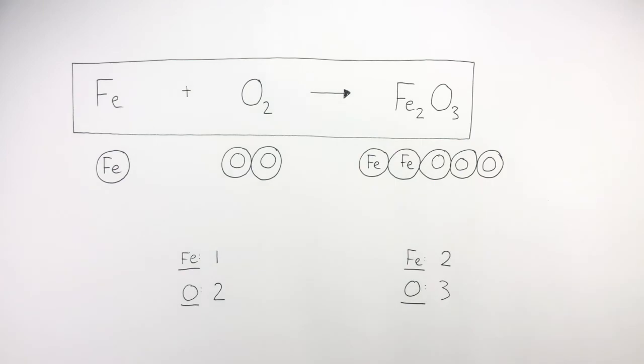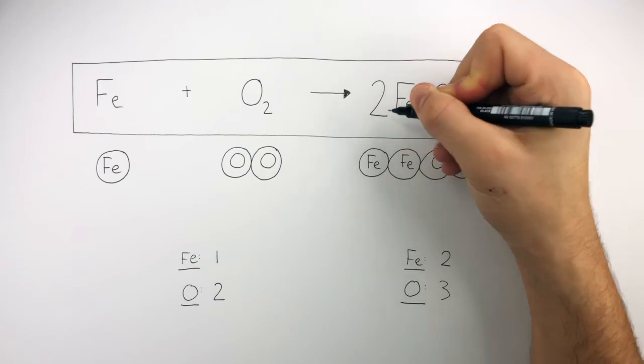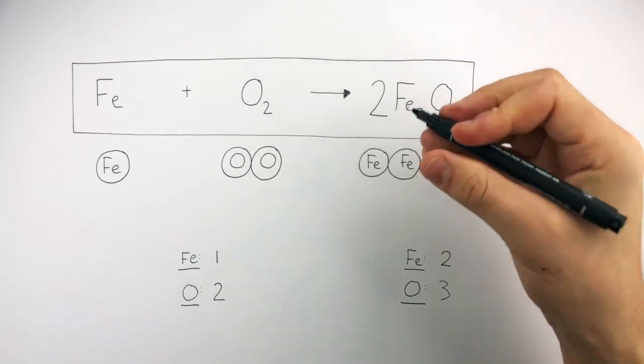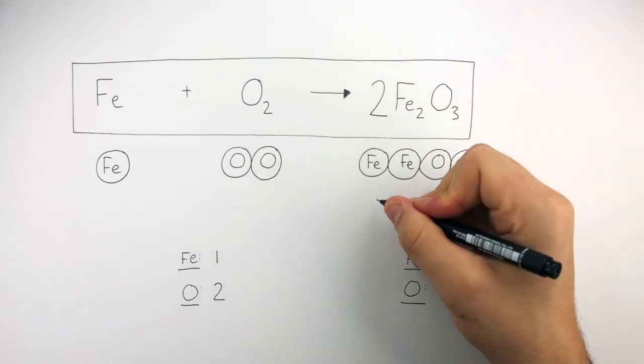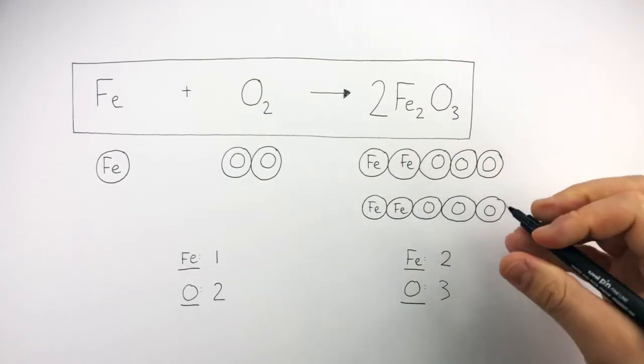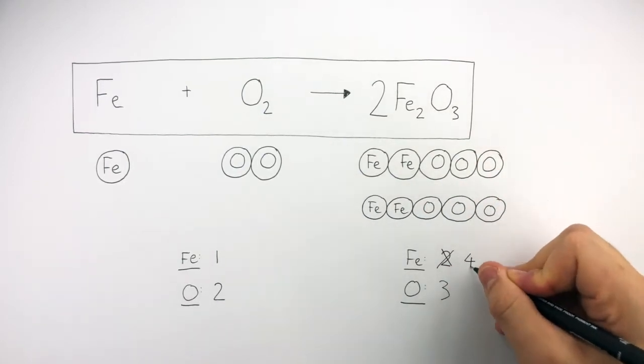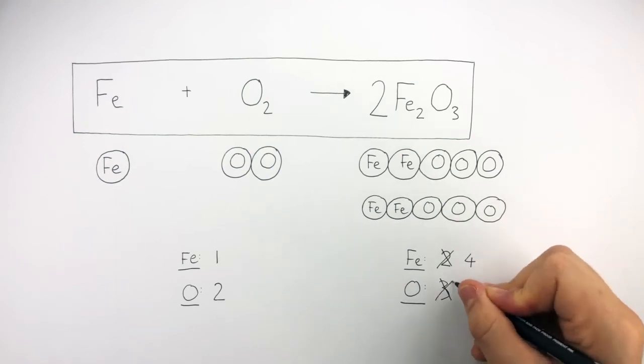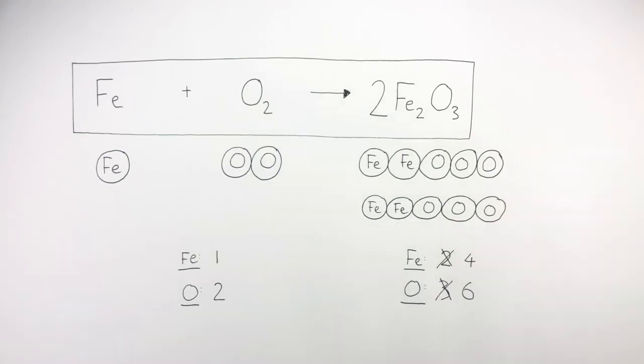each element. To balance this, we put a big 2 in front of the Fe2O3, so this multiplies everything by 2. So there are now 2 Fe2O3 compounds. In total, there are now 4 Fe atoms and 6 O atoms on the right-hand side of the equation. We can see there are 6 oxygen atoms on the right and 2 oxygen atoms on the left.